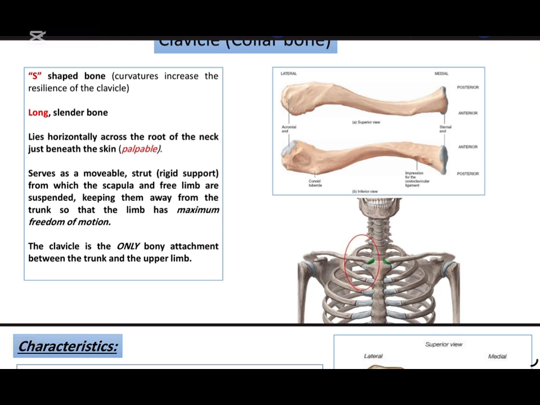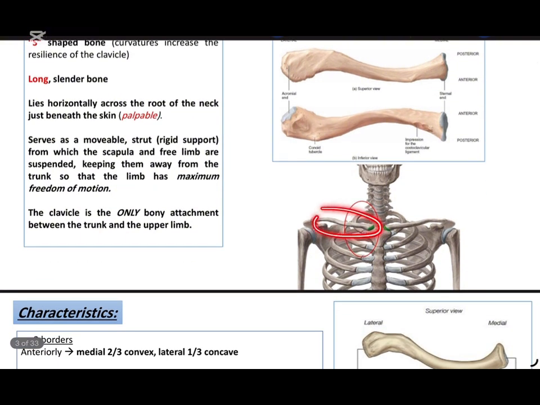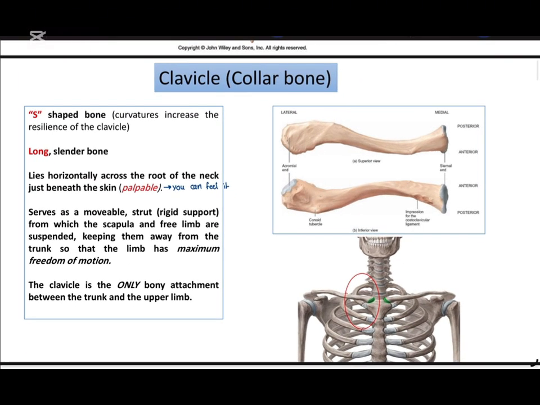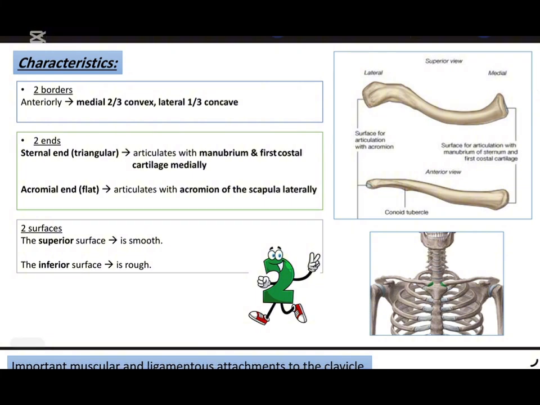This bone is palpable, so it means that you can feel it on the patient, and it is a long bone. What does it mean that it is a long bone? It means that it has two ends and a shaft in between. So, what are the characteristics of this bone? We call this bone the bone of twos because it has two ends, two surfaces, and two borders. Let's start with the ends.